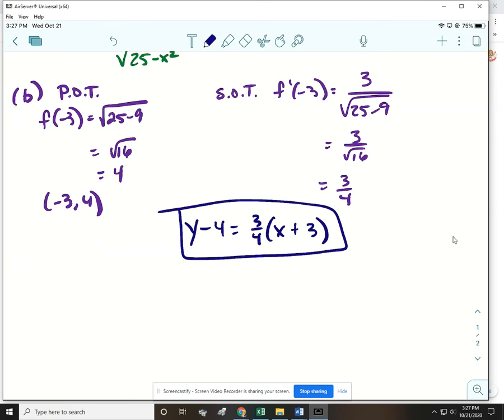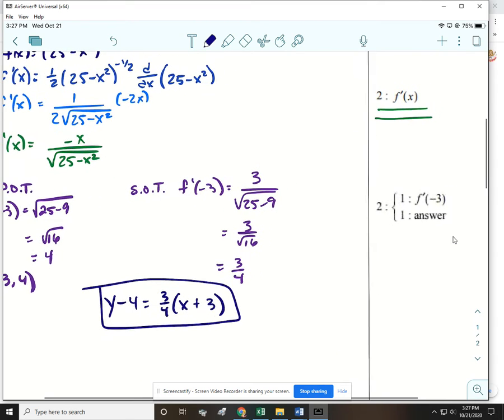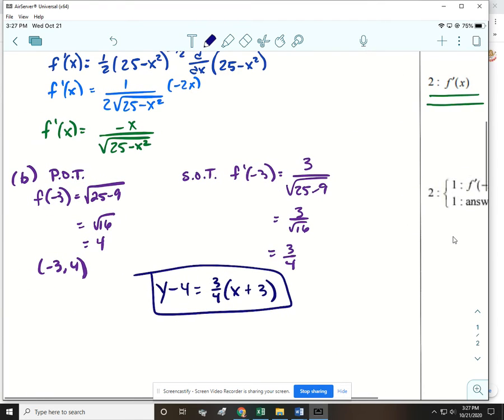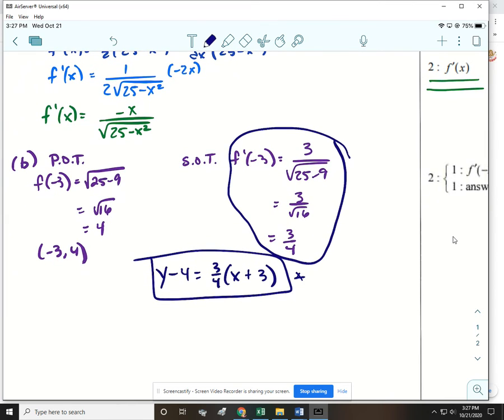And you are just going to leave it like that. You're not going to multiply anything. That's it. Okay, so in this one, f prime of -3 is a point. So if you got this, you get a point, even if your point of tangency was wrong. And then you get a point for the answer.